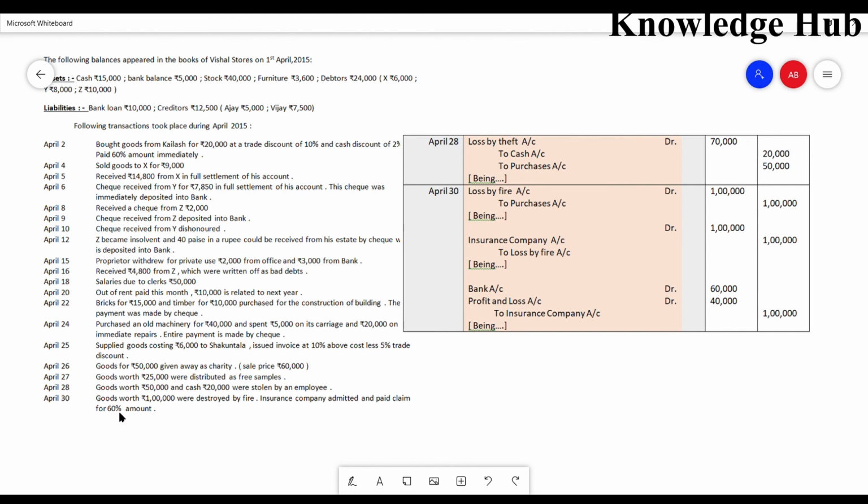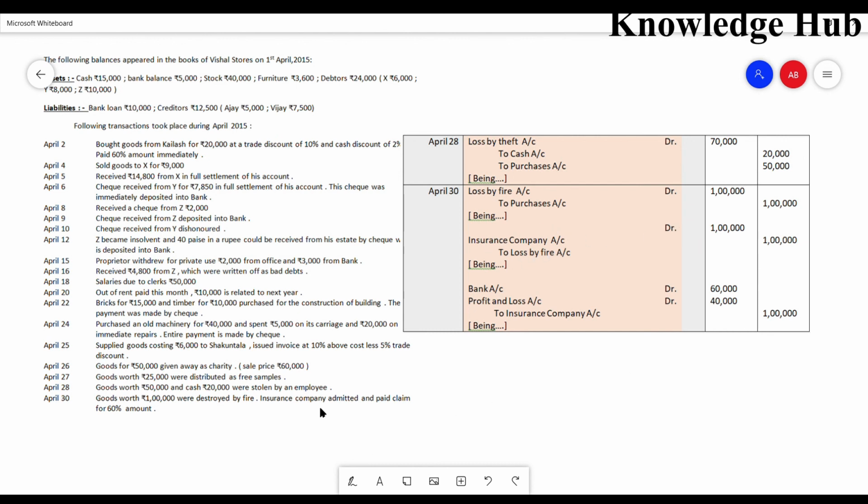April 30, goods worth rupees 1 lakh were destroyed by fire. So the first part of the transaction is loss by fire. Being a loss, it's debited. So loss by fire account debit to purchases, again because it's a loss of goods. So the amount is 1 lakh. The next is insurance company admitted the claim. So when the insurance company has admitted the claim, I have debited insurance company account to loss by fire. The loss which was created is now closed as I have transferred my loss to the insurance company. The amount is 1 lakh.